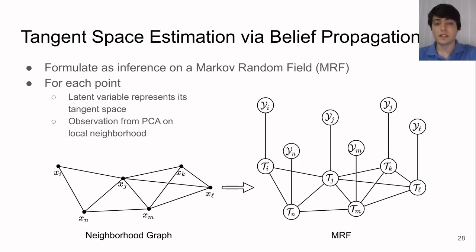We formulate tangent space estimation as inference on a Markov random field. For each point, we have a latent variable that represents its tangent space and an observation which is obtained from a principal components analysis of its local neighborhood. Points which are adjacent in the neighborhood graph lead to adjacencies in the Markov random field. We then perform belief propagation, convergence resulting in our accurate tangent space estimates, and we use that information to remove all false edges. We then forward the denoised neighborhood graph to existing manifold learning algorithms, and that computes the embedding.